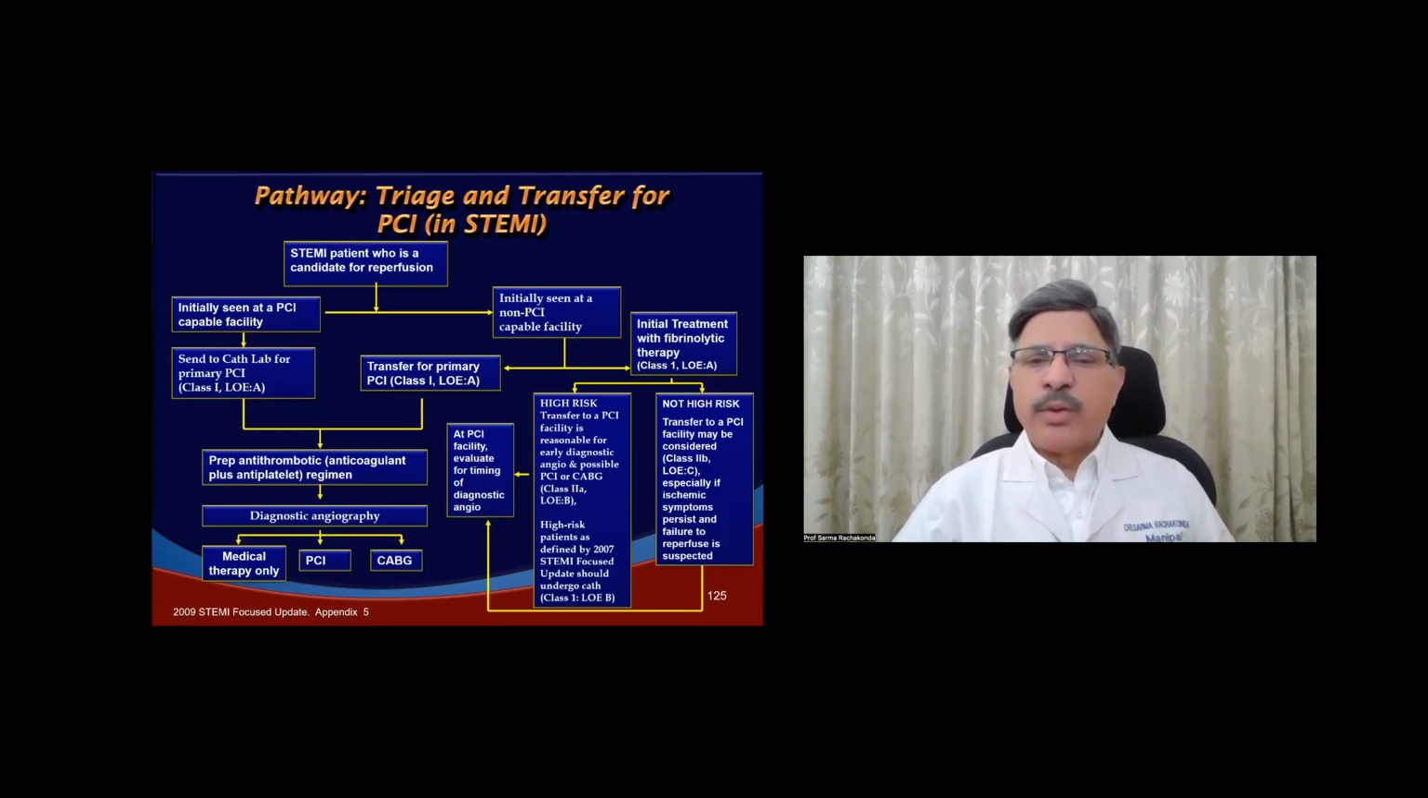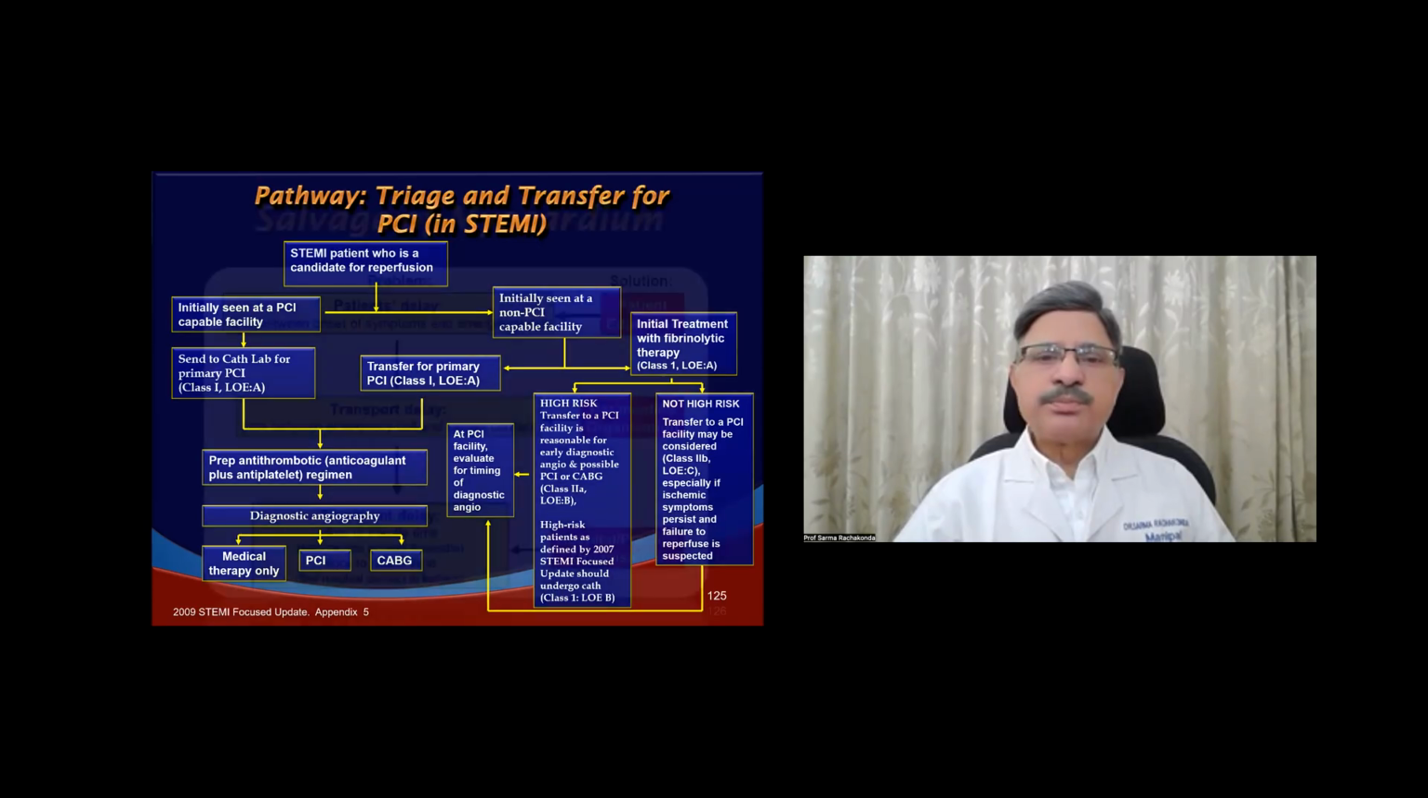Now, what do we do here? At the PCI facility, evaluate for timing. If the timing is within 6 to 12 hours, then you can go for the angioplasty. Diagnostic angio, and depending on that, you do medical treatment or PCI or CABG.